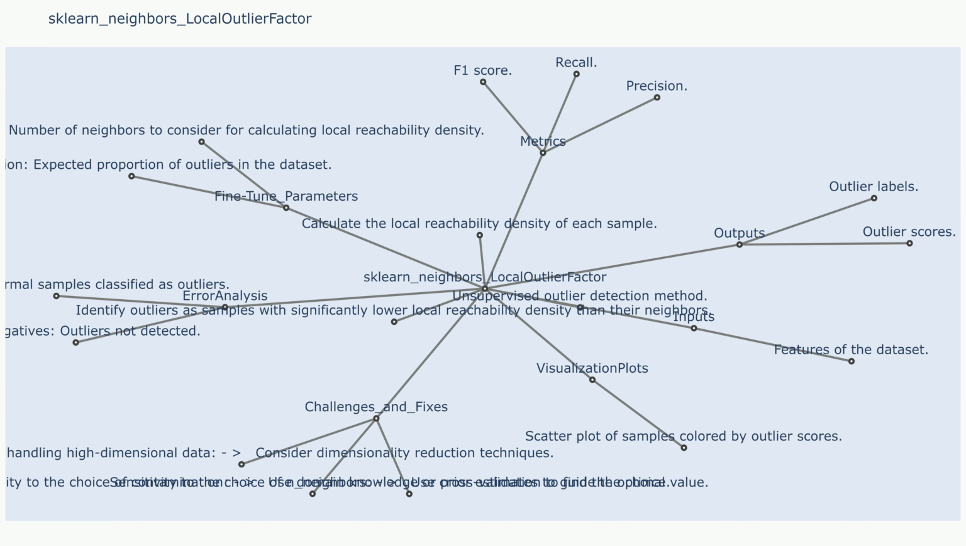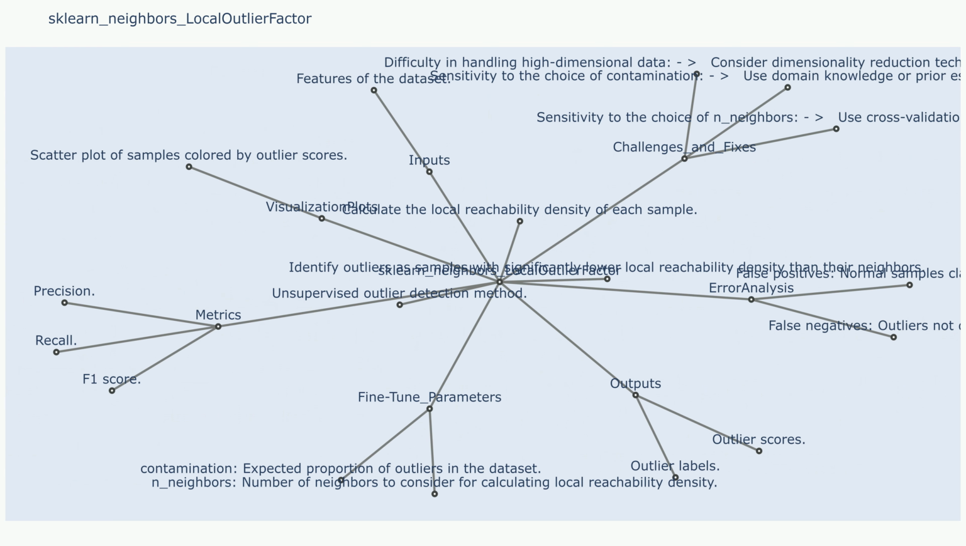Fixes to challenge 1. Try different values of n_neighbors to find the optimal setting for the specific dataset. Use cross-validation or grid search to find the best n_neighbors value for a given dataset.